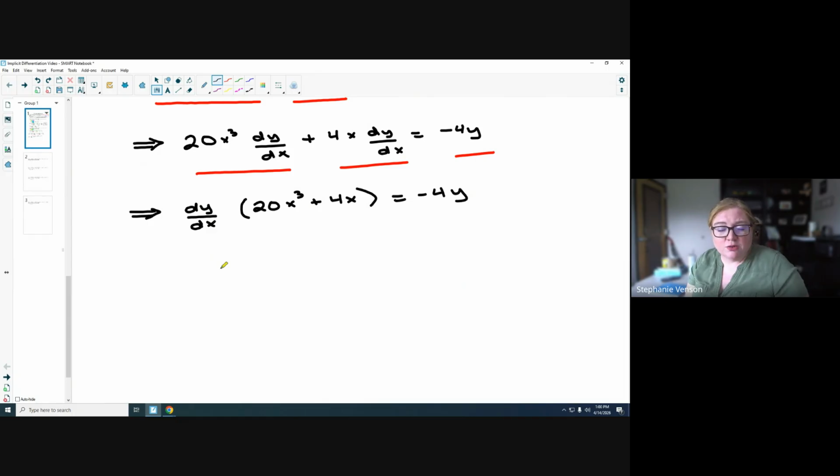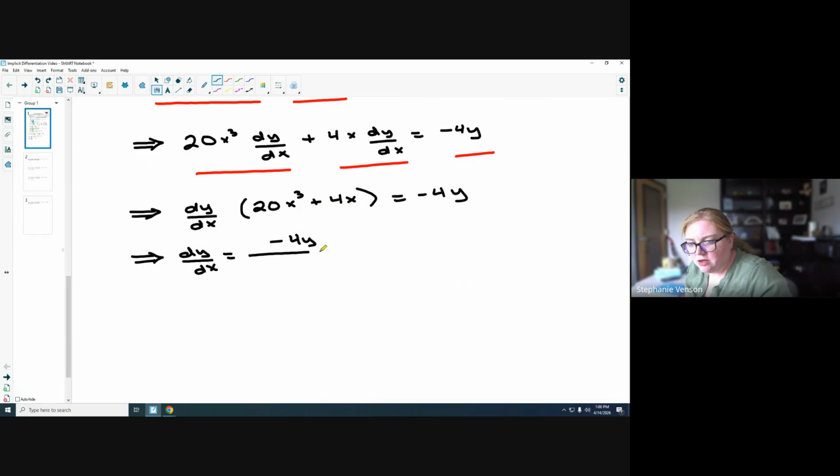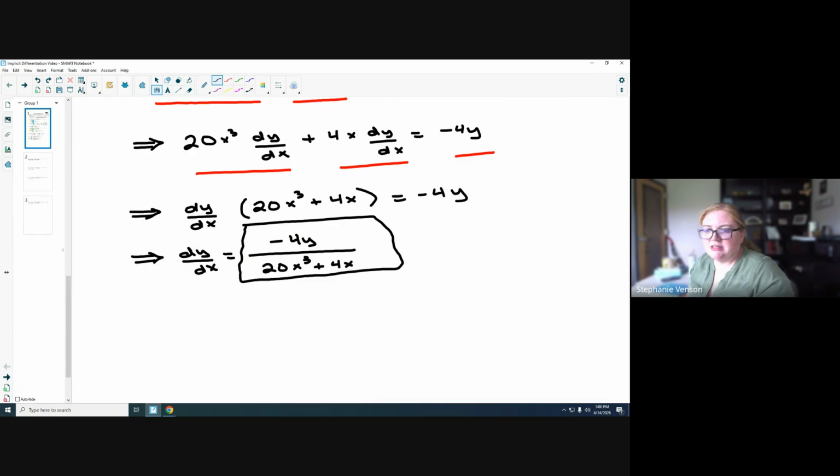So if I need to isolate the dy dx, then I just need to divide both sides by that expression in parentheses, which is 20x cubed plus 4x. So my final answer is going to be dy dx equals negative 4y over 20x cubed plus 4x. Okay, and this right here is the part that you would put into Alex.